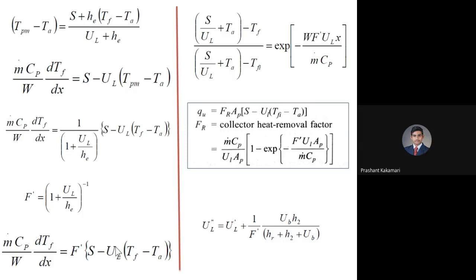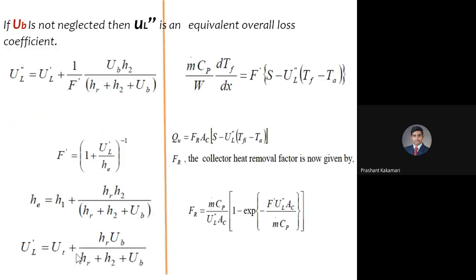If in the problems they have given the loss coefficient with respect to the top or the bottom, or both, then there is no need to consider these equations. Directly you can substitute the values and get the useful heat gain or the other factors. Then the last term left in this derivation is the flow factor. Flow factor is the ratio of FR by F dash, that is, the ratio of heat removal factor to the collector efficiency factor.